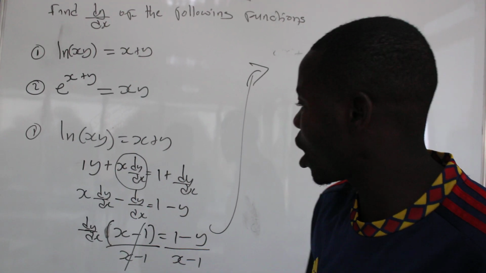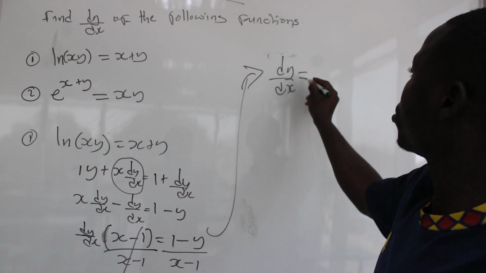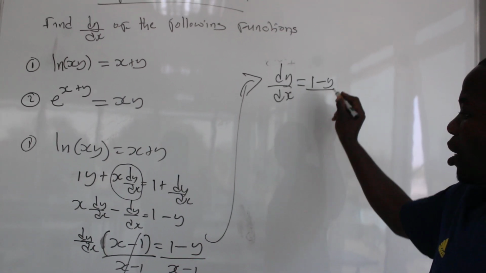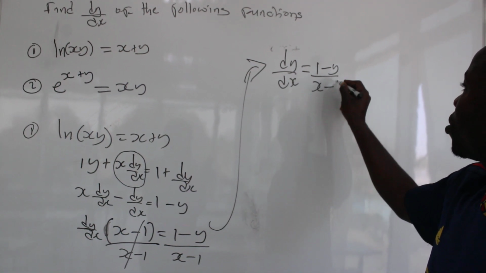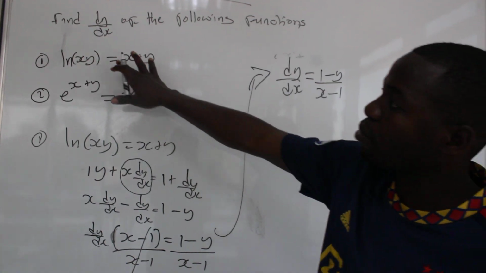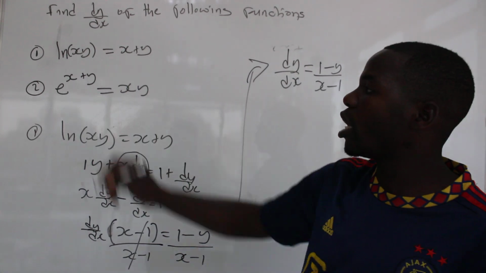Then this, they will cancel. I'm going to remain with it. dy/dx equals, then they're going to have 1 minus 1 over x minus 1. This is the dy/dx of this function. So let's look at the other one.